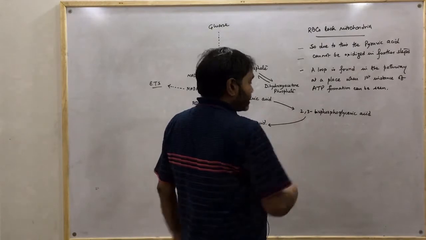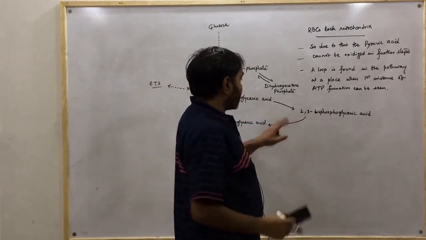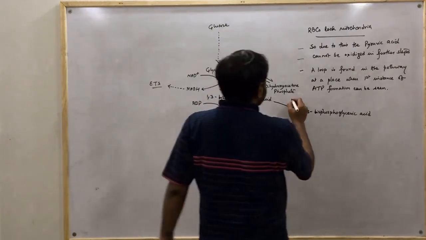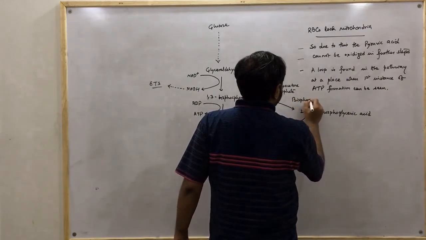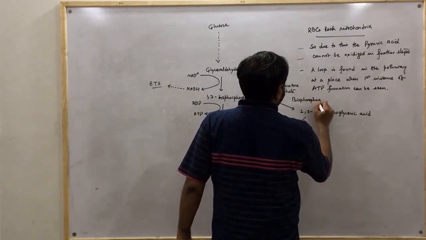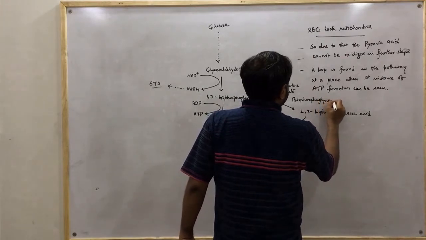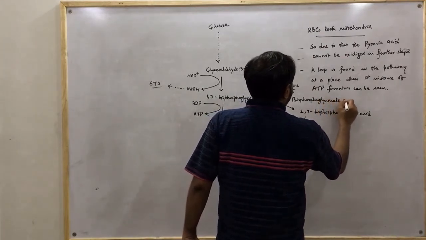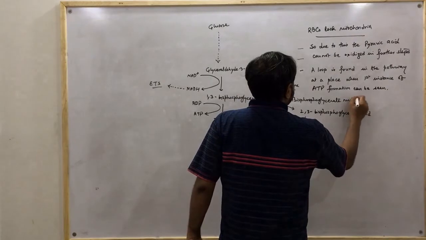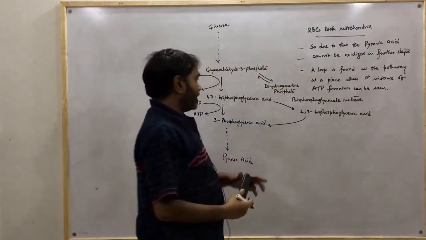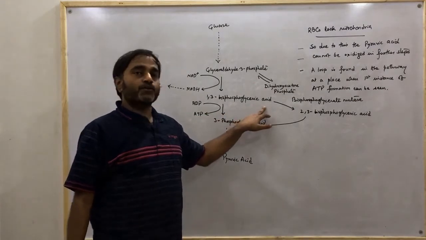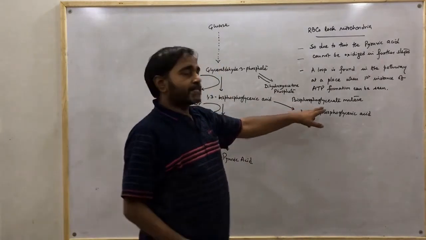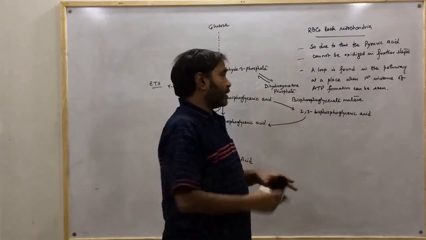And what enzyme works in this step? The first enzyme is bisphosphoglycerate mutase, since it is causing the exchange of position for the phosphate group. So the mutase enzyme will work here.